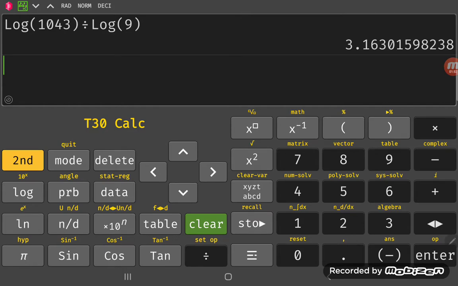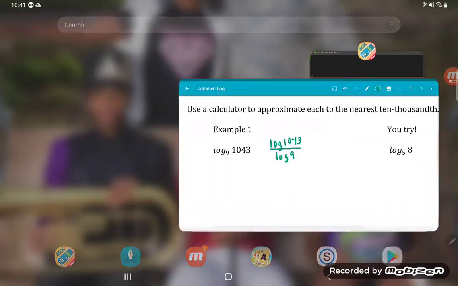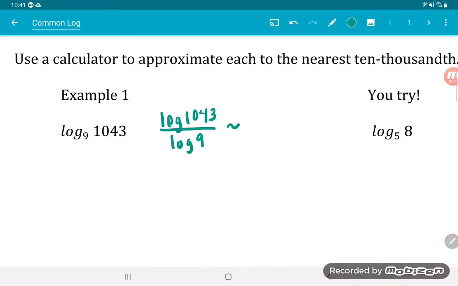When you press enter, you're going to get 3.1630, and you have repeating numbers. It says round to the nearest 10,000, so we're going to approximate our answer to the 4th decimal place. So 3.1630 will be your answer for example 1.